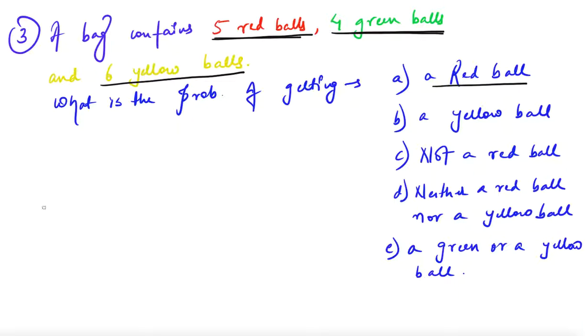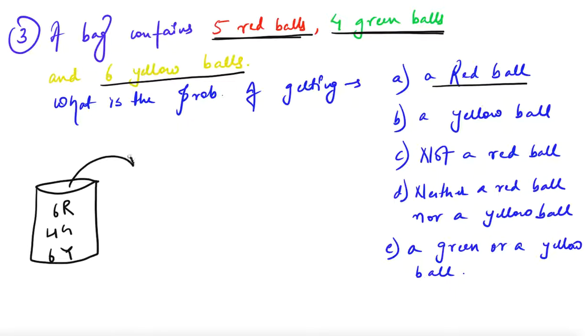Now see, when you have a bag, in this bag you have 6 red balls, 4 green balls and 6 yellow balls. When you pick one ball from this, you can either get a red ball, a green ball, or a yellow ball. Out of how many balls? Total 6, 4, 10 and plus 6, 16. Out of 16 balls, you can get either of red, green and yellow.